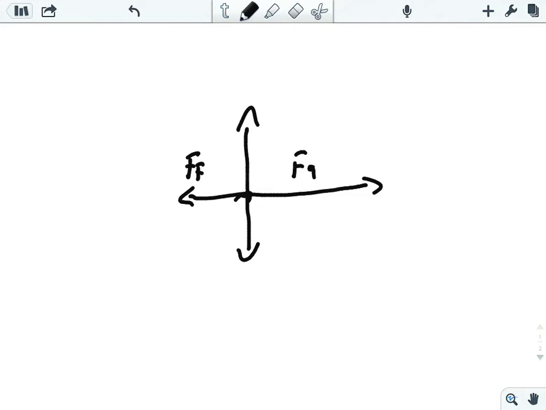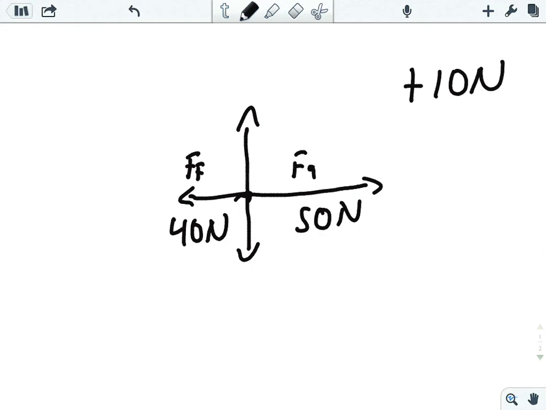So if my force applied is 50 newtons and my force due to friction is 40 newtons, to find the net force, all I'm going to do is subtract those. So it has a difference of 10 newtons. And remember, when we're dealing in physics, positives and negatives mean direction. So in this case, this would be a positive 10 newtons of net force.